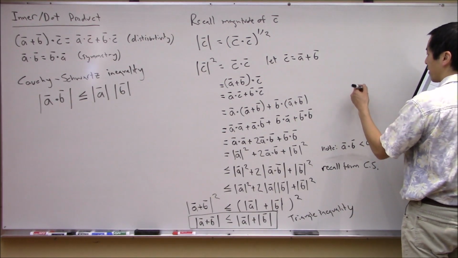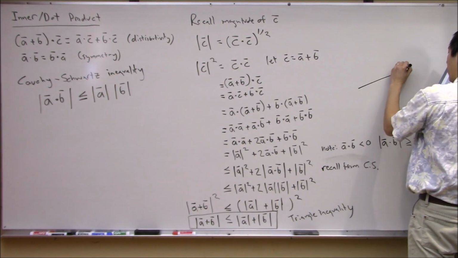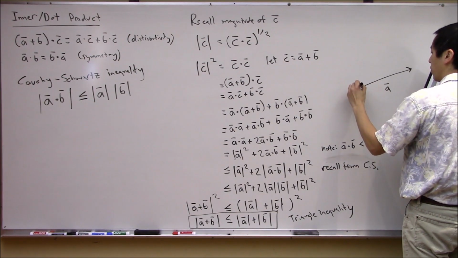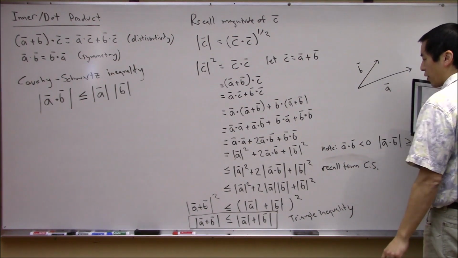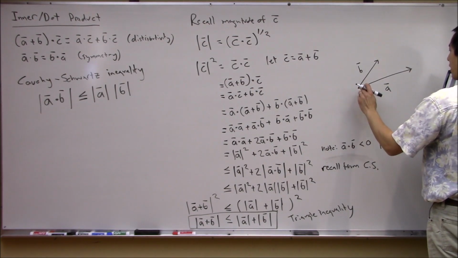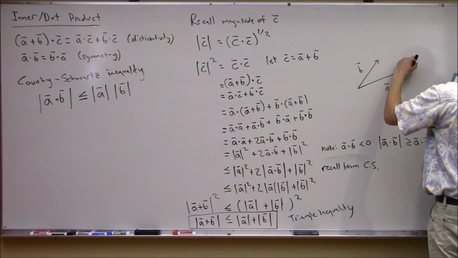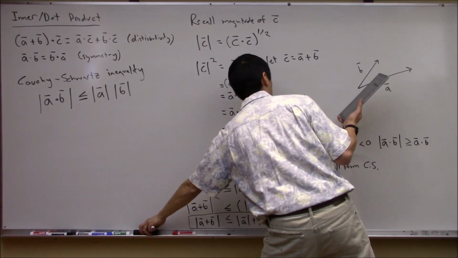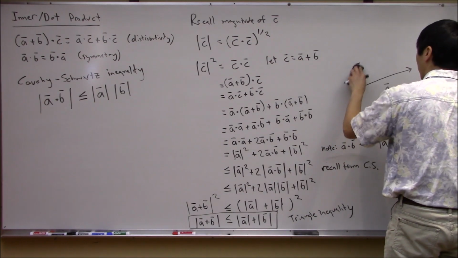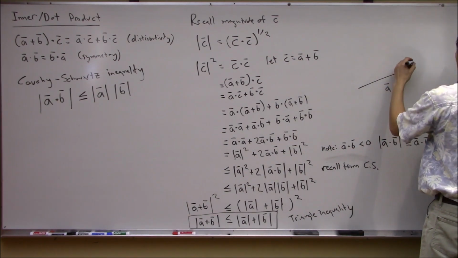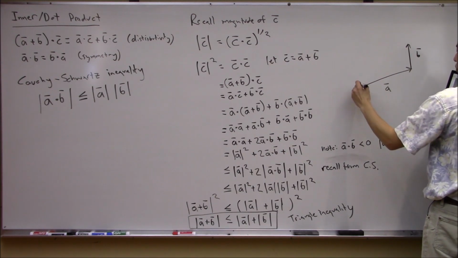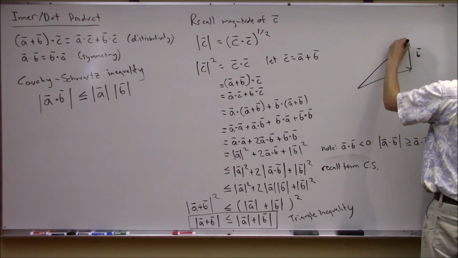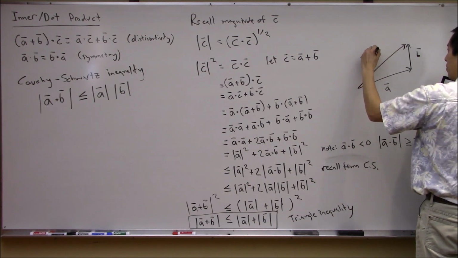In other words, let's say here's my vector A, here's some vector B. Would everyone agree that the vector A plus B, well, maybe I should draw this in a more obvious fashion. Let's draw it like this. Here's A, here's B. Would everyone agree that this vector right here is A plus B?